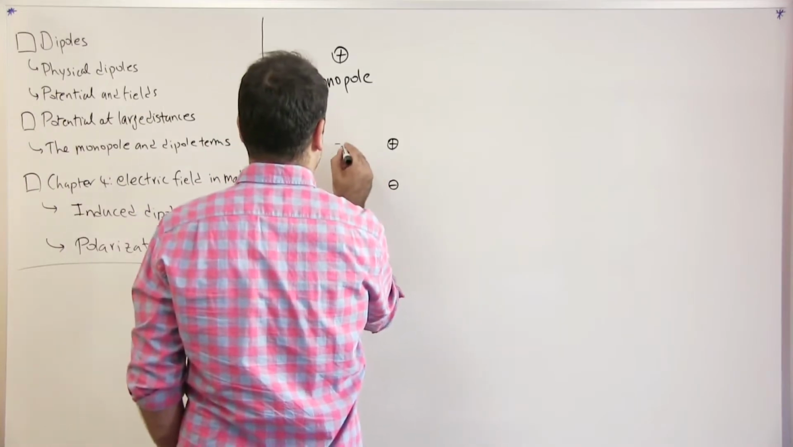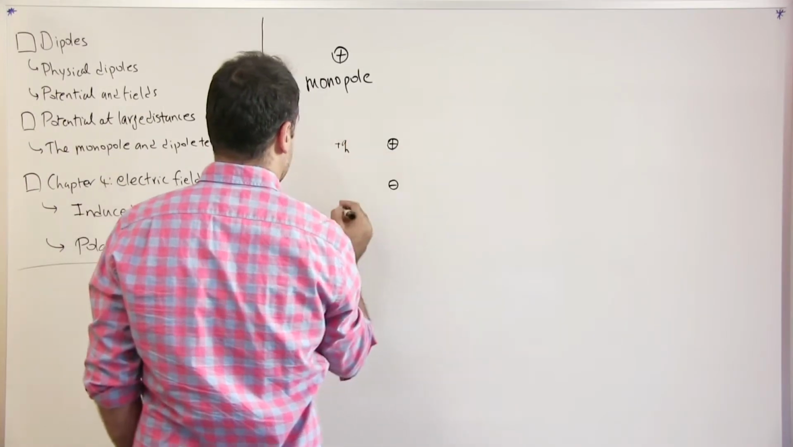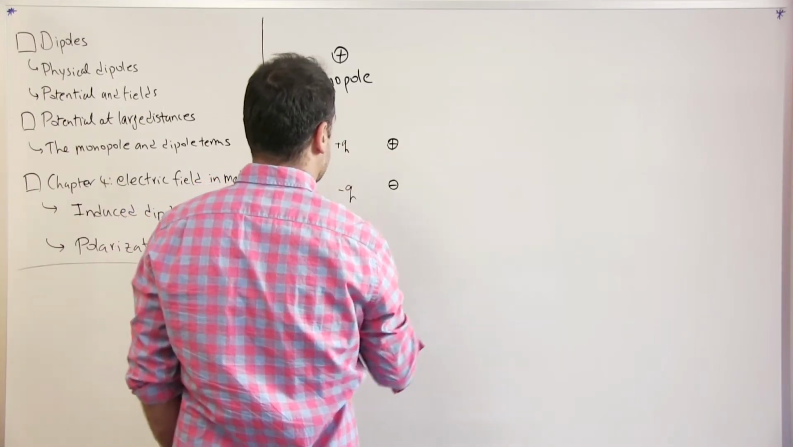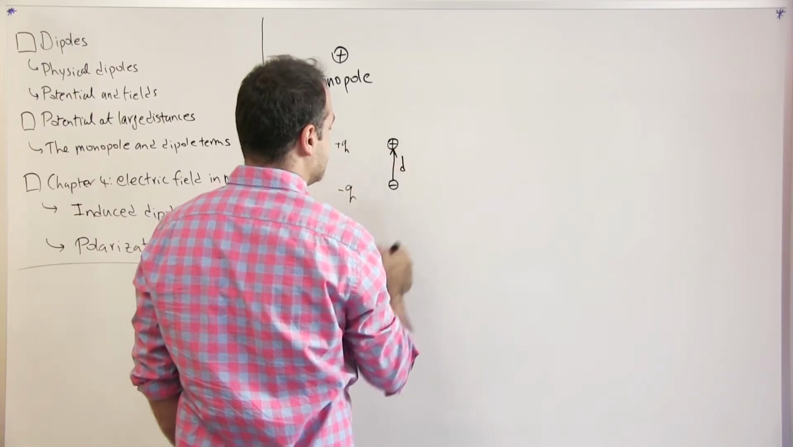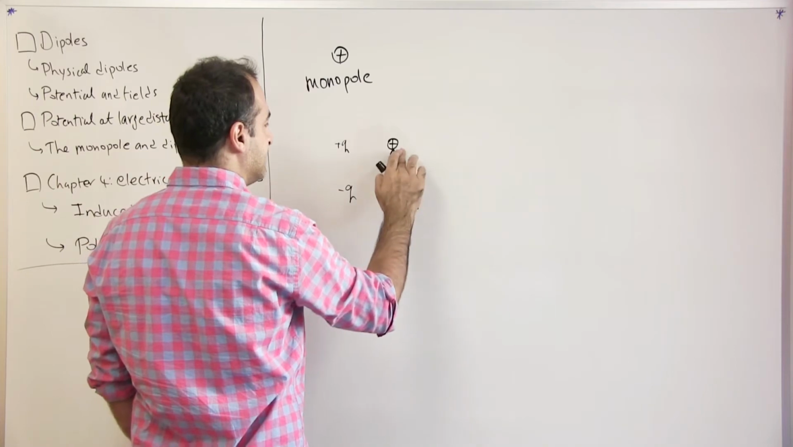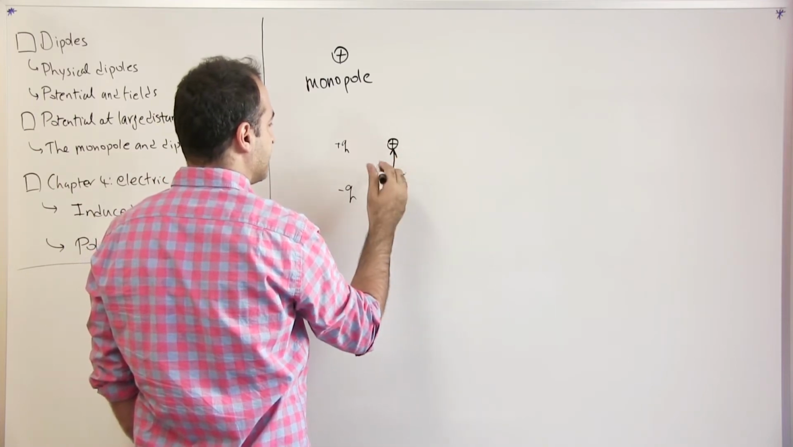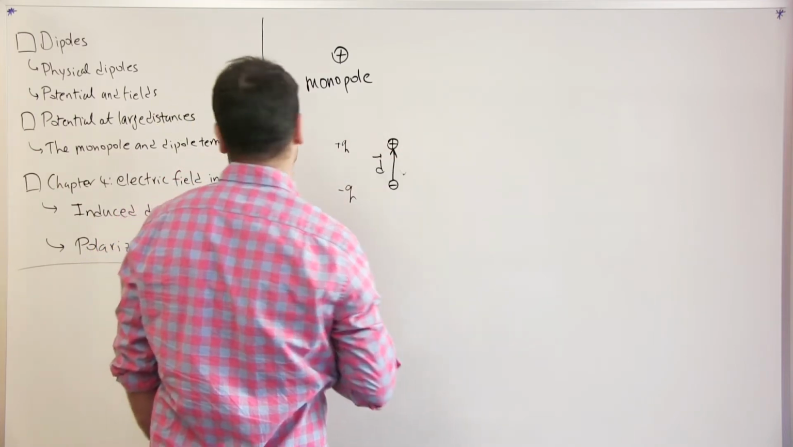If you put charge of positive Q on the top one and negative Q on the bottom one, and if they are separated by distance D, D itself can be a vector. This is called a physical dipole.